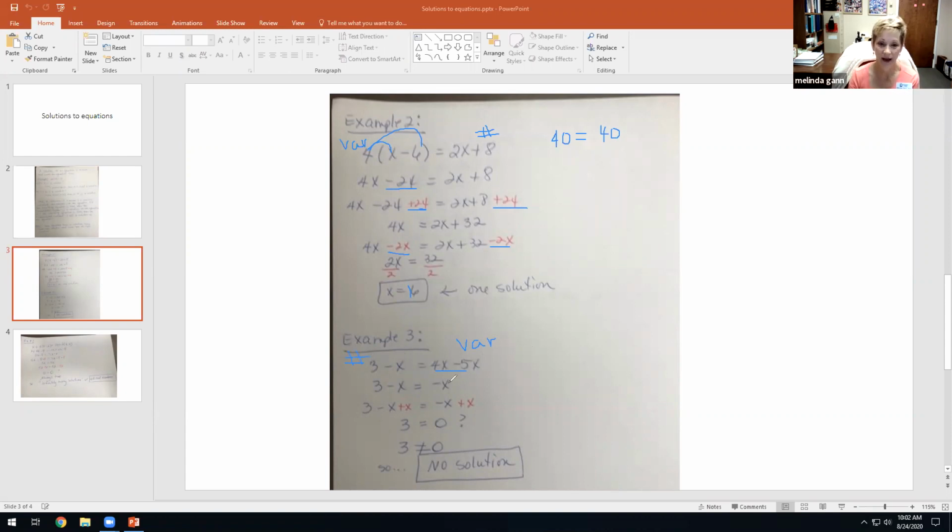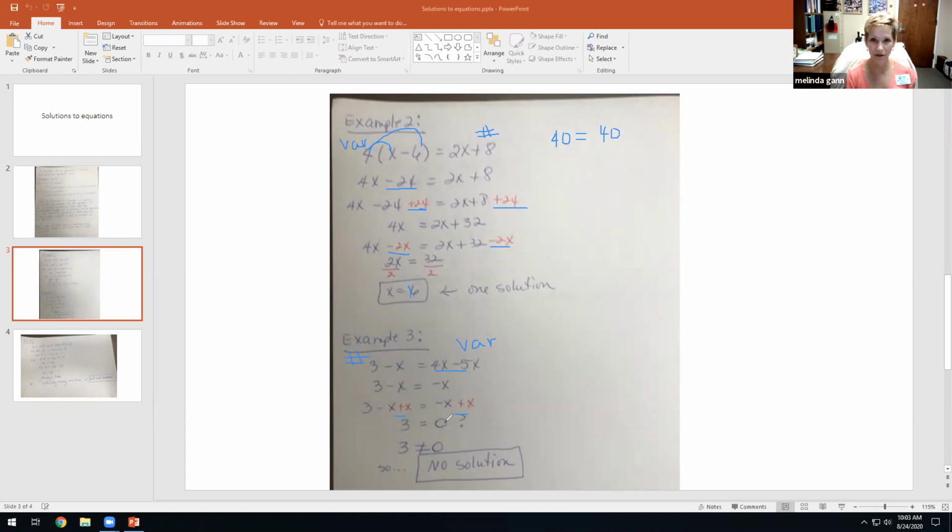Well, I've got a negative x, 4x minus 5x is a negative x. So if I want variables over here, I got to get rid of that minus x. Well, how do you undo subtraction? You add. But if you add x to this side, you got to add x to that side. So here I get 3 minus 0 just stays 3. Well, the negative x plus x is 0. So this says 3 equals 0.